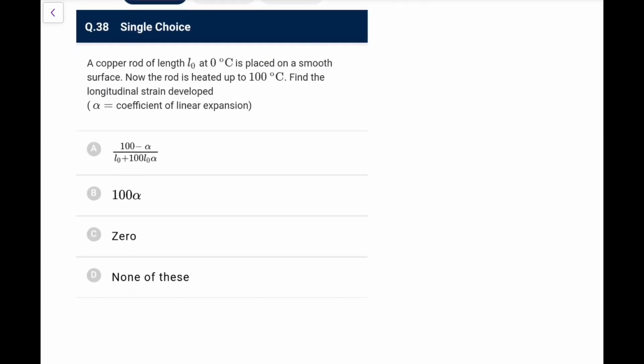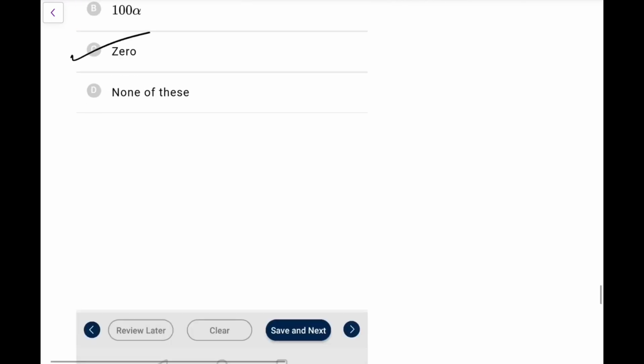Copper rod of length L0 at 0 degrees is placed on a smooth surface. Now the rod is heated to 200 degrees. Find the longitudinal strain developed. Because it is placed on a surface, it is not hinged. Because it is not hinged, there won't be any strain developed, because whenever even a single end is left free, there won't be any strain developed. You must have studied that during the railway track topic, taught by your teachers. So it would be 0. Longitudinal strain will develop only when both ends are fixed, or it doesn't get the expansion it wants to achieve. Here it is fully free to achieve the expansion due to temperature, so no strain will develop.